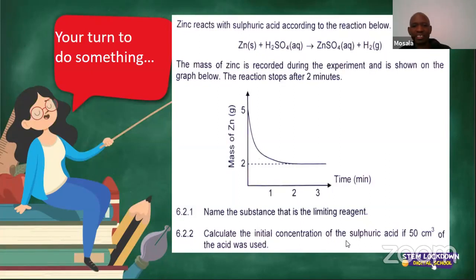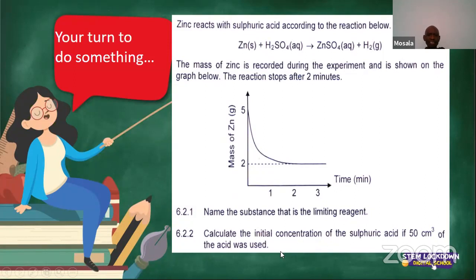Right. So here you can see that the amount of zinc remains the same after 2 minutes. That is, zinc gets used up after 2 minutes. So it means zinc will be the limiting reagent.